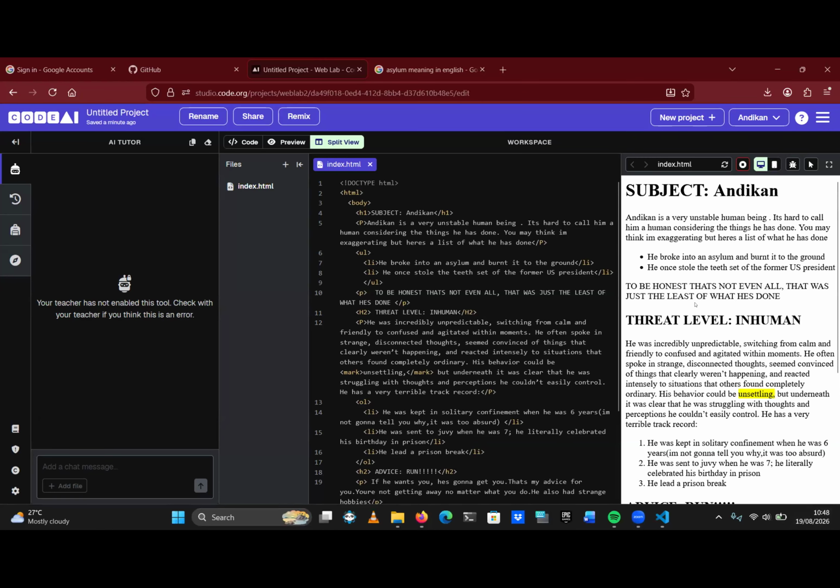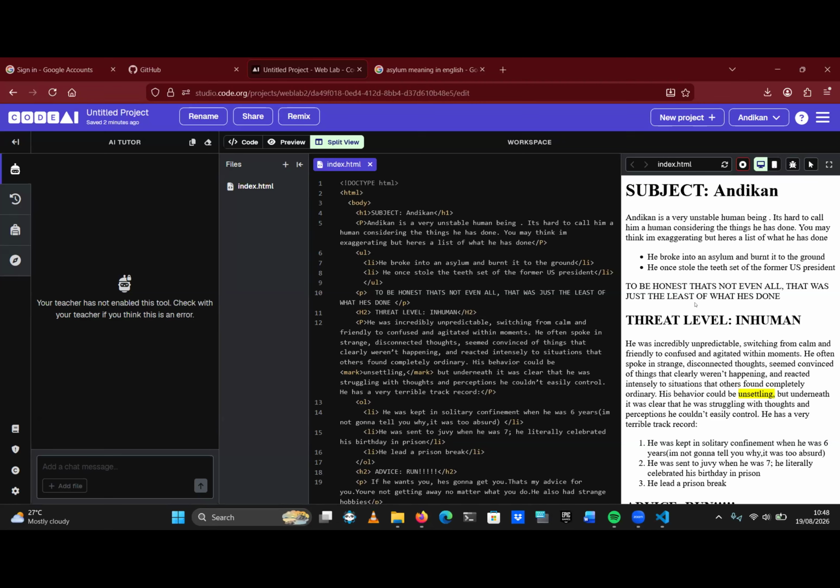So he has a very high threat level. His behavior could be unsettling. He had disconnected thoughts. He spoke in strange languages. He seemed convinced of things that clearly weren't happening. And then he reacted somehow to various situations.